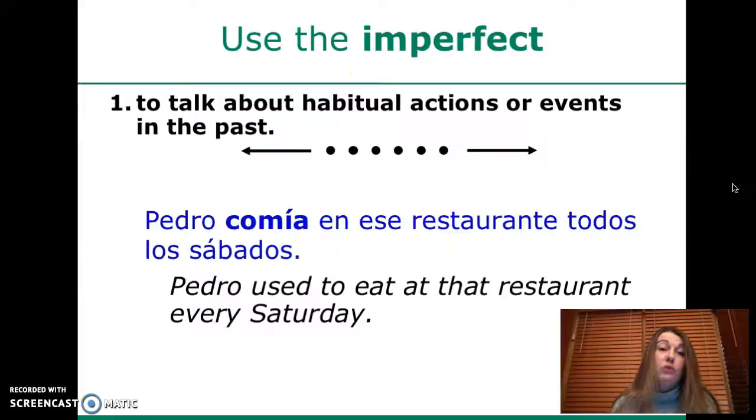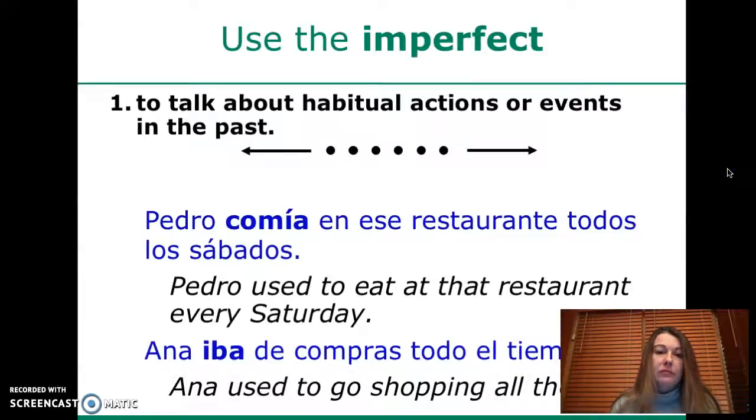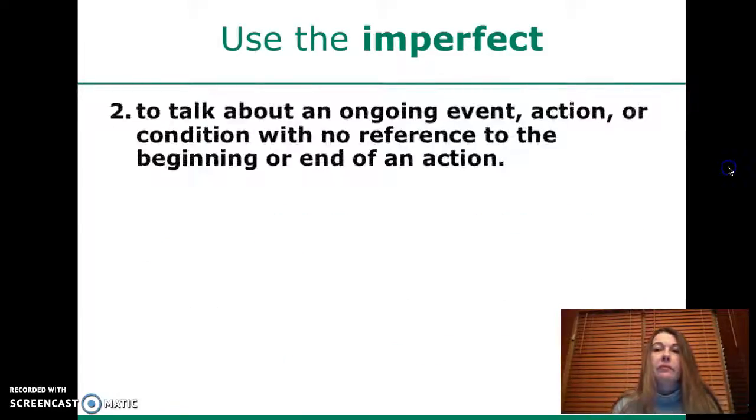So if you can say used to, okay, if it's a habitual action, something that occurs multiple times, but not a specific number of times, then you can use the imperfect. Ana iba de compras todo el tiempo. She went shopping all the time, or she used to go shopping all the time, okay?